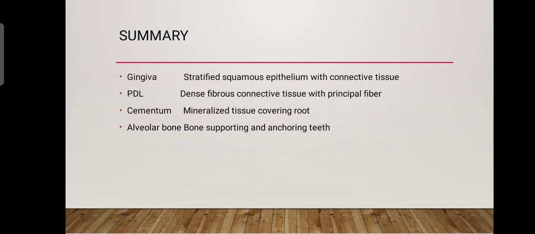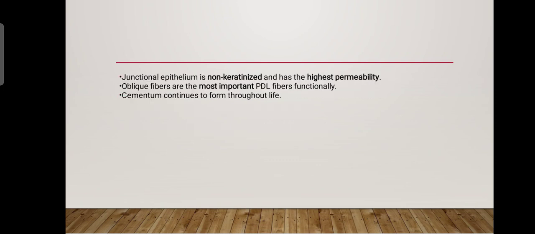In summary, the gingiva has mainly stratified squamous epithelium with connective tissue. PDL has dense fibrous connective tissue with principal fibers, Sharpey's fibers. Cementum is a mineralized tissue covering the root, and alveolar bone is a bone supporting and anchoring the tooth. Now, junctional epithelium is non-keratinized and has the highest permeability. And oblique fibers are the most important PDL fibers functionally, and they are the most abundant one, as we have discussed. And cementum continues to form throughout life. These are some of the important points which you should remember.